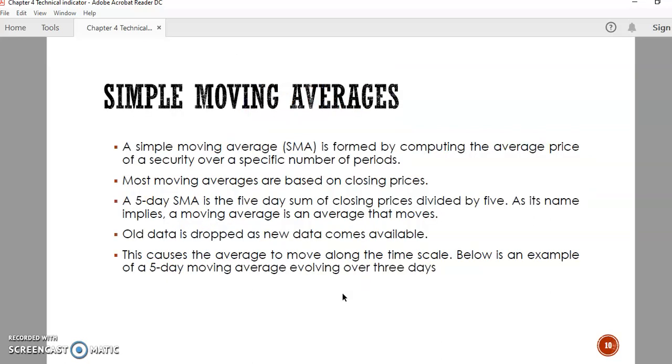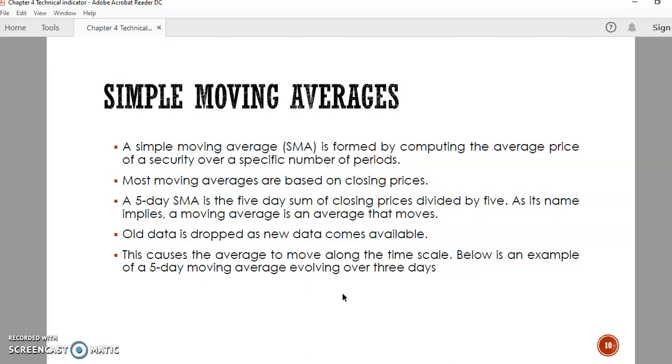Okay. So first, let us discuss simple moving average. A simple moving average is formed by computing the average price of a security over a specified number of periods. Most averages are based on closing price. Okay. For example, a 5-day moving average is the sum of 5 days of closing price divided by 5. 5 is the number of days. Okay, old data is dropped as new data becomes available. This causes the average to move along the time scale.